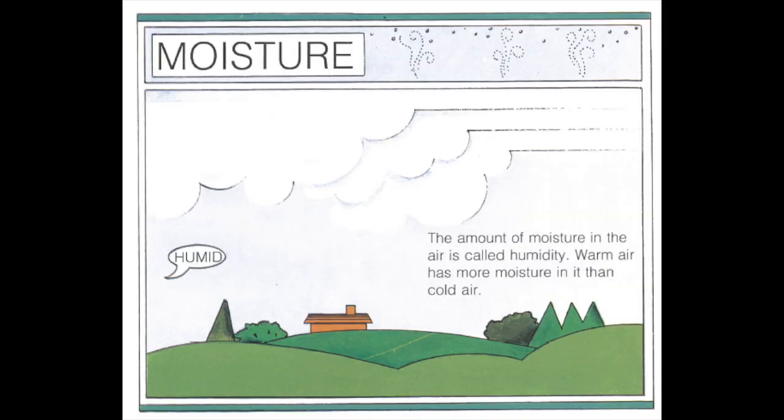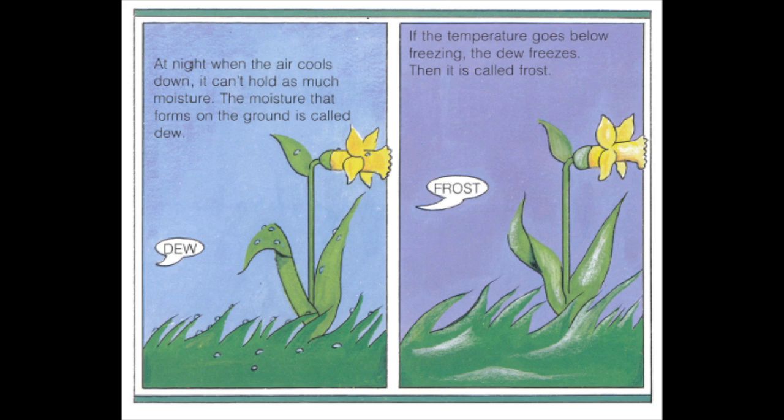Moisture. The amount of moisture in the air is called humidity. Warm air has more moisture in it than cold air. At night, when the air cools down, it can't hold as much moisture. The moisture that forms on the ground is called dew. If the temperature goes below freezing, the dew freezes. Then it's called frost.